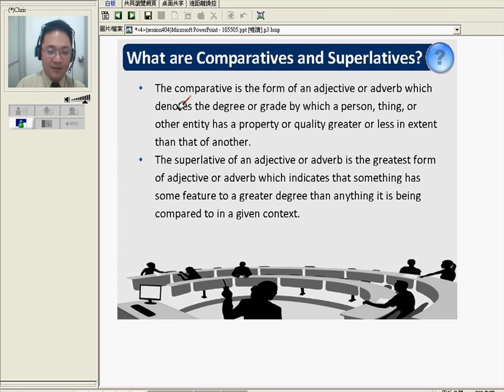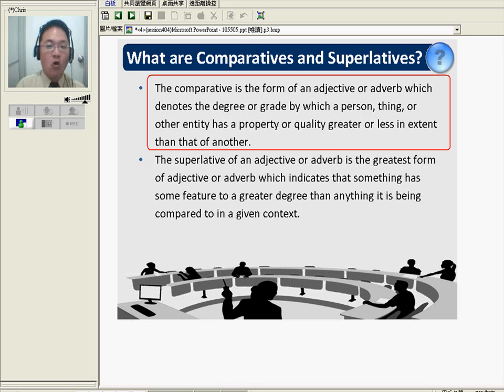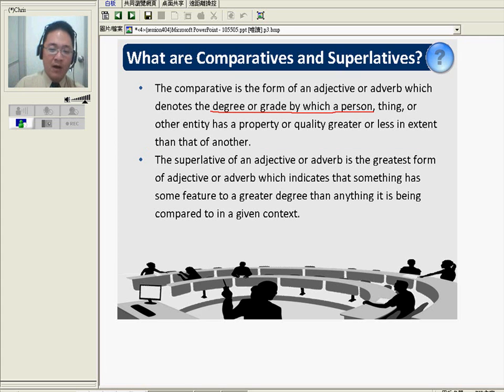First of all, the comparative is the form of an adjective or adverb, okay? So remember that a comparative can be an adjective or an adverb, which denotes the degree or grade by which a person, thing, or an other entity has a property or a quality greater or less an extent than that of another. I don't understand what they're talking about. Anyways, a comparative is an adjective or adverb that puts something in comparison with another thing.